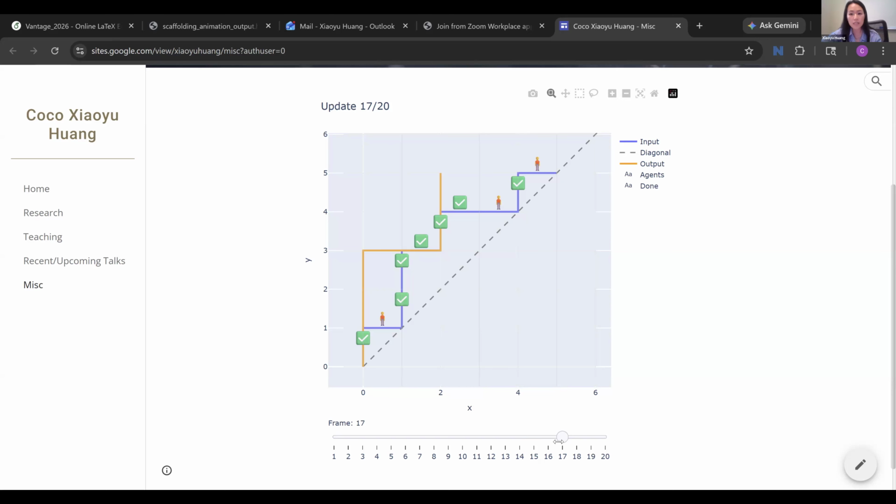So the one on the right first. So a right step, marked as complete. Right step, next agent, marked as complete. And then the last right step, marked as complete, appended to the output sequence. So this is a demonstration of the scaffolding algorithm. If you're interested, I can try to show you more examples with an arbitrary sequence.